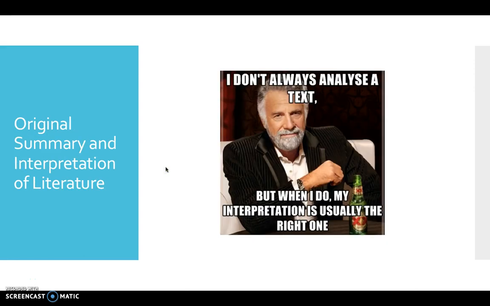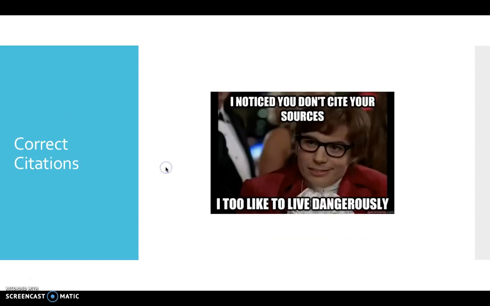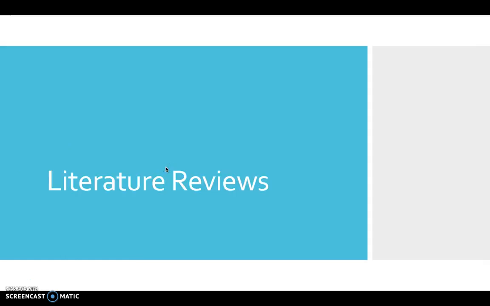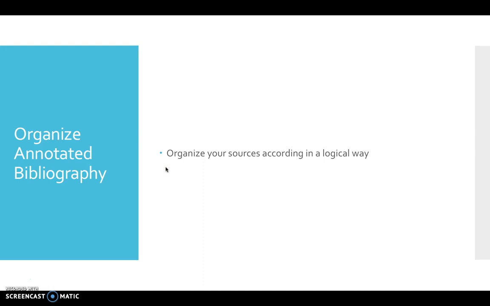And again, remember to have an original summary and interpretation of literature at the end. So after all of the writing is done and you've compared and contrasted the different studies, you want to end it with a nice summary of what the literature is really saying overall. What does it point toward? And then, of course, correct citations are needed, and those should be cited well. So those are literature review elements.